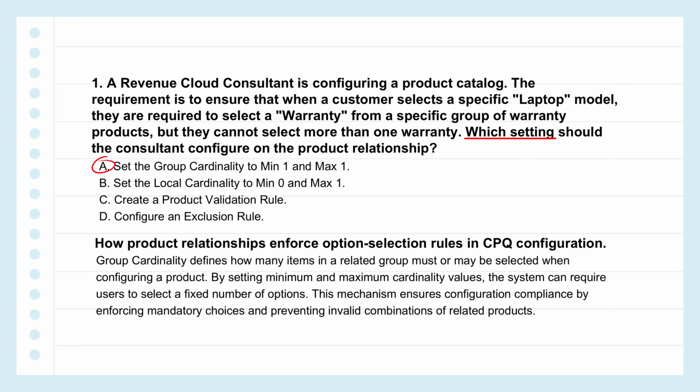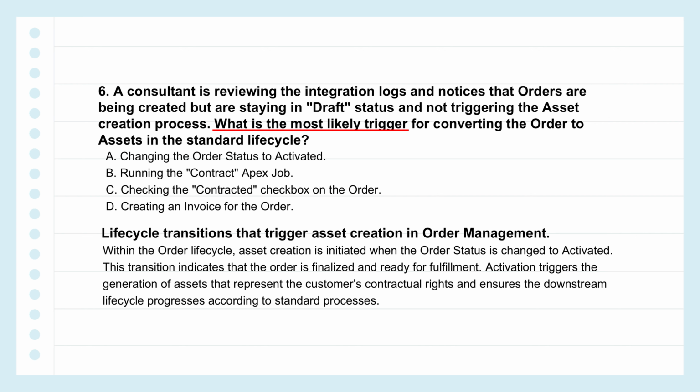And a really frequent issue people run into is an order getting stuck. You have a signed order, it's just sitting there in draft status, and the customer assets, the things that actually drive fulfillment and billing, they aren't being created. What's the definitive trigger that turns an order into those assets? It sounds like it should be some complex technical process, but often the solution is much simpler. It's structural. The conversion relies entirely on a status change.